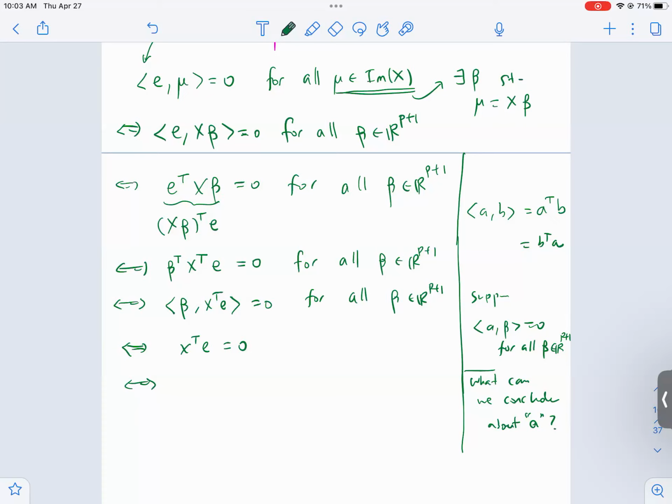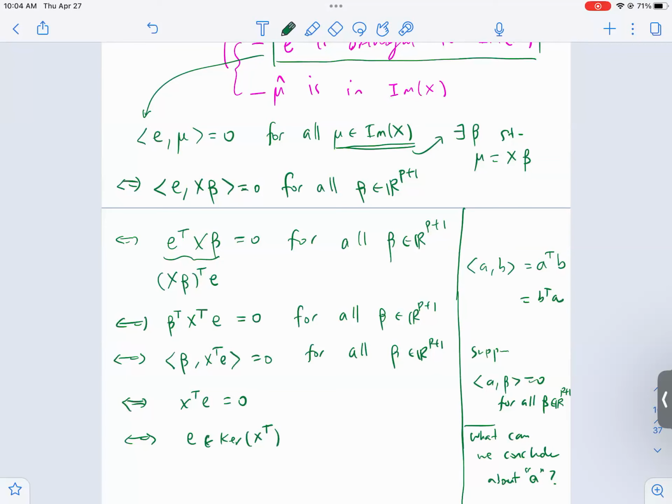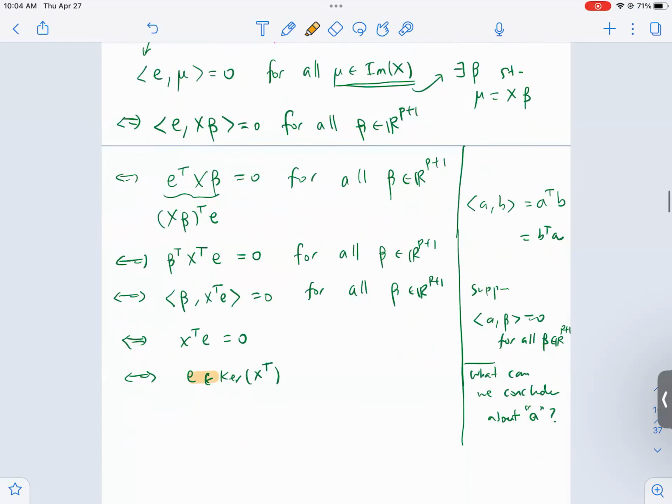Is that the kernel of X transpose? So this means that E belongs to the kernel of X transpose. The kernel of X transpose is all the vectors that are mapped to 0 by X transpose. This is a particular vector that's mapped to 0, so it has to belong to that kernel. So this exercise was showing that E being orthogonal to the image of X is equivalent to E being in the kernel of X transpose.